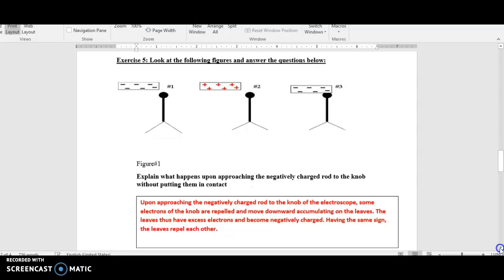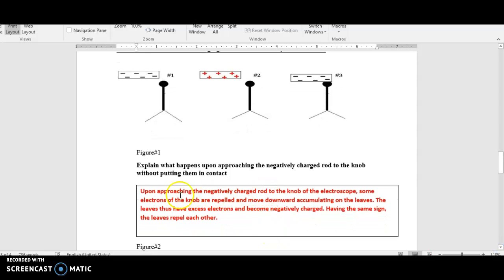Finally, electroscope. Explain what happens in each case. Upon approaching a negatively charged rod to the knob of the electroscope, some electrons of the knob are repelled and move downward to accumulate on the leaves. The leaves thus have now excess electrons and become negatively charged, so they repel each other.